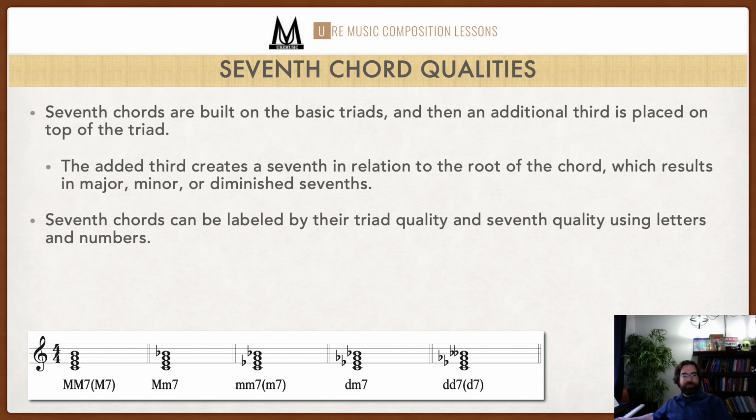So we call this fully diminished because it's a series of minor thirds. From C to E flat, minor third. From E flat to G flat, minor third. From G flat to B double flat, minor third.